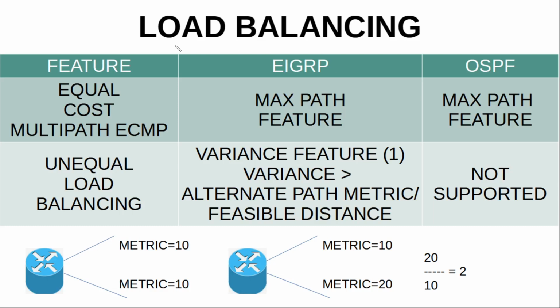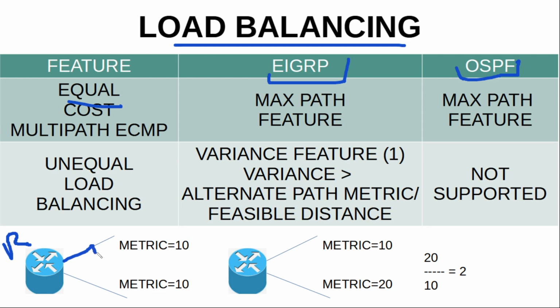Now, let's talk a bit about load balancing. In this case, when it comes to equal load balancing, both EIGRP and OSPF support equal load balancing. What does equal load balancing mean? This happens when you have a router and you have, for instance, two links, and these two links have the same metric to reach a destination. So, for instance, link A has a metric of 10 and link B has a metric of 10.